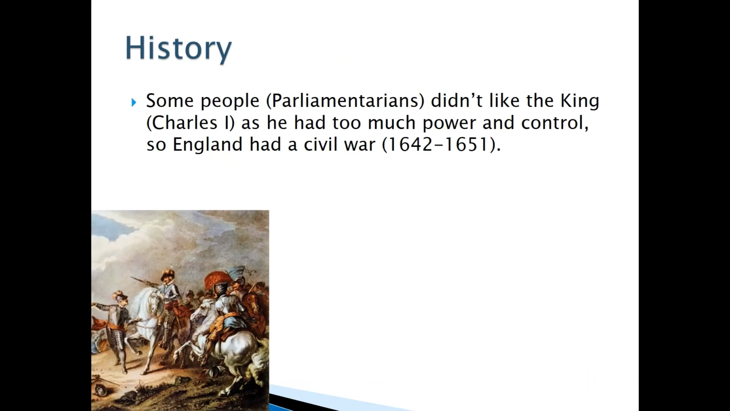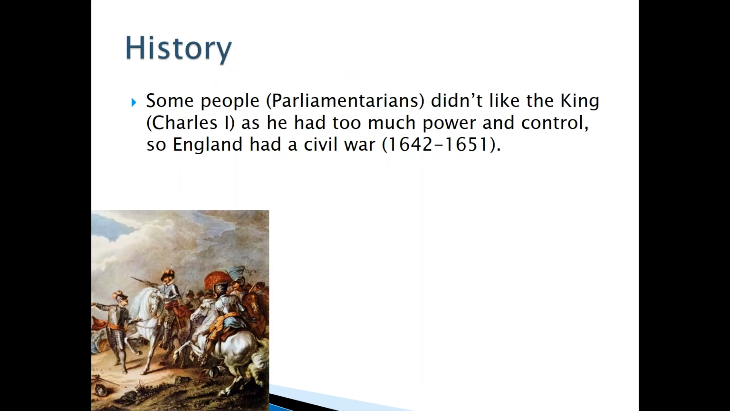Some people didn't like the king, as he had too much power and control, so England had a civil war. The parliamentarians, the people who worked in government, didn't like the King of England. The King of England was also the King of Scotland and Ireland, so the king had a lot of power and control.